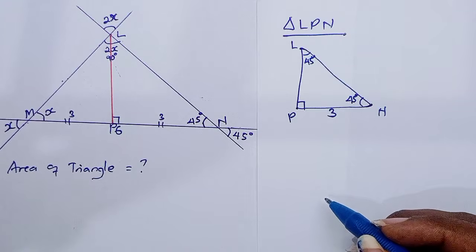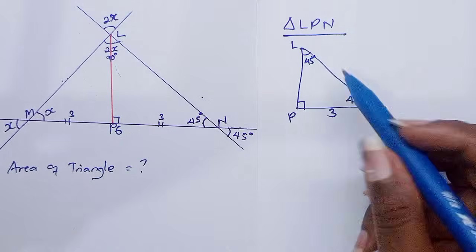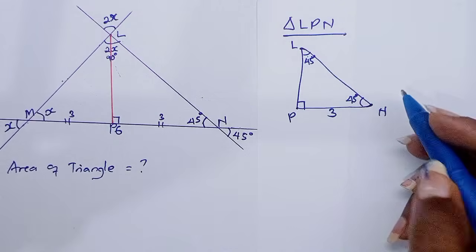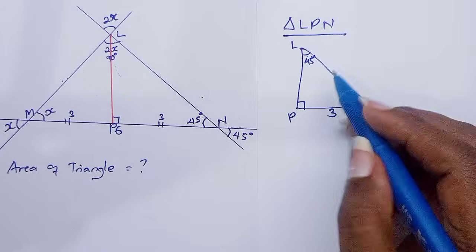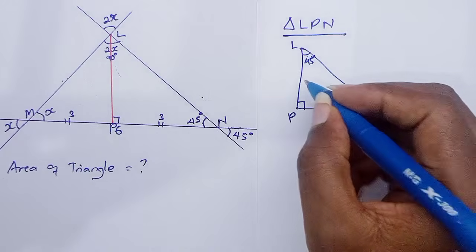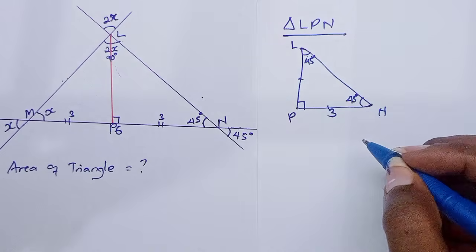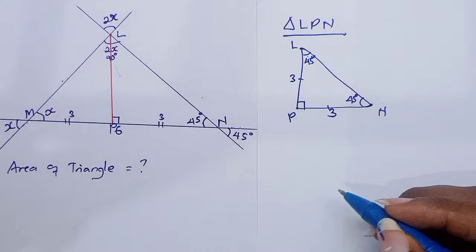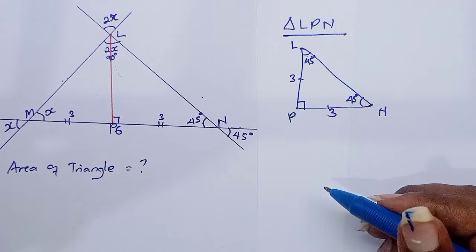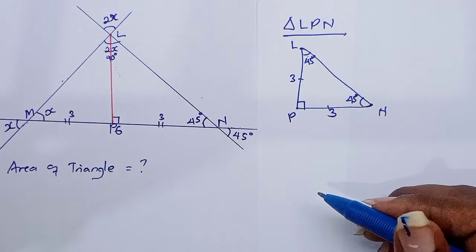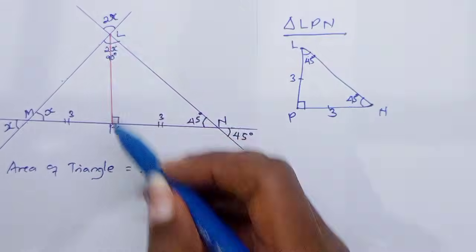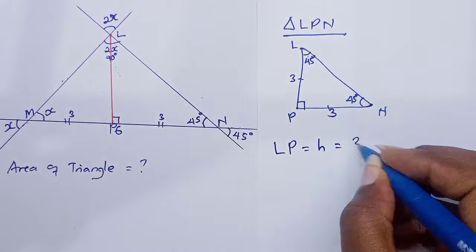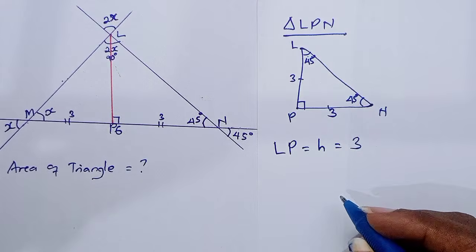Now, since this angle is equal to this angle, that implies that this triangle LPN is an isosceles triangle. So implying that this side would be equal to this side if this angle is equal to this angle. So if this side PN is 3, that implies that LP is 3 by properties of isosceles triangles. So now we have found the height we've been looking for, which is the height is equal to 3 units.